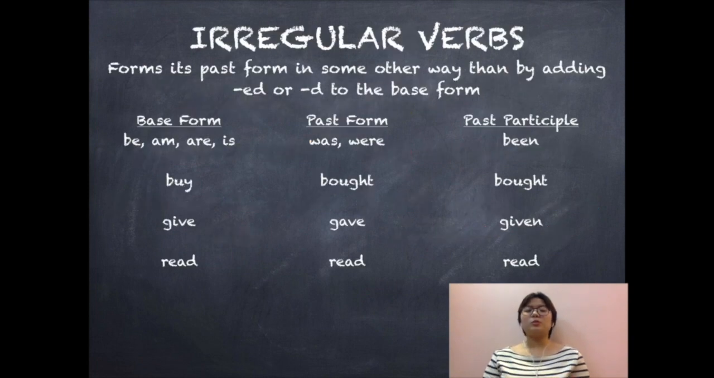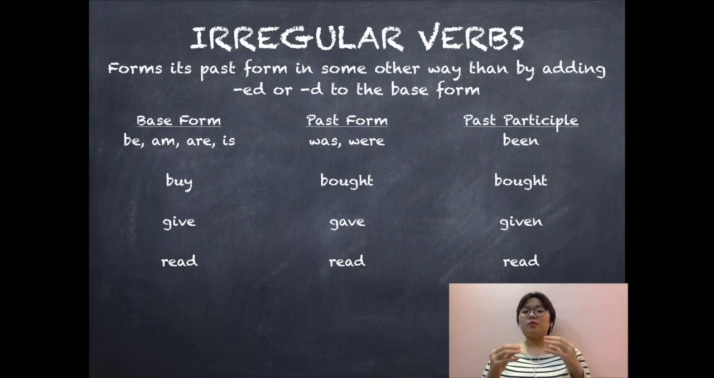For irregular verbs, it forms its past form in some other way than by adding ed or d to the base form, such as these examples. We have the be verbs, be, am, are, is. We have buy, give, and read. Its past forms are was or were, bought, gave, and read. And its past participles are been, bought, given, and read.